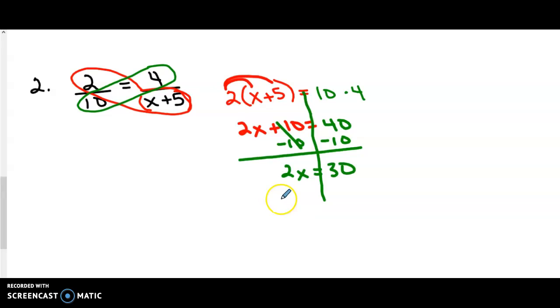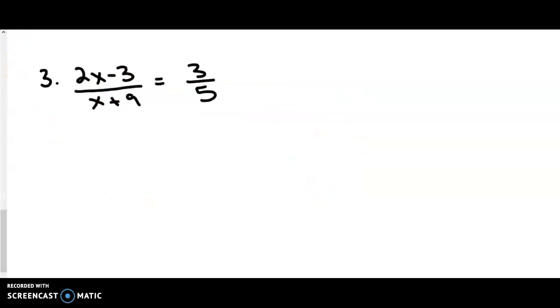Now we have a one-step equation to get x by itself. Remember, we had to multiply 2 times x to get 2x. So now we're going to undo that multiplication by dividing both sides by 2. So the 2's cancel out to 1x, or just x. So x equals 30 divided by 2 is 15. X equals 15. All right, let's take a look at example number 3.